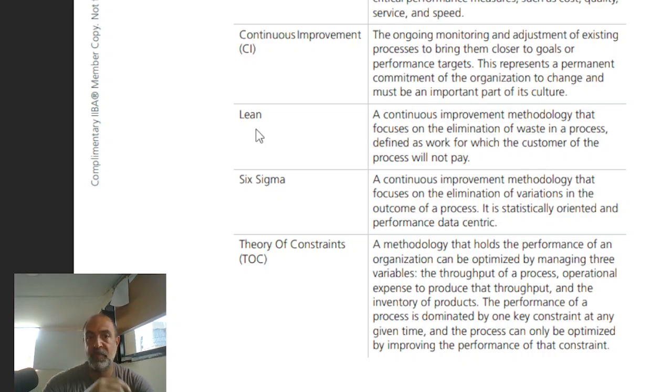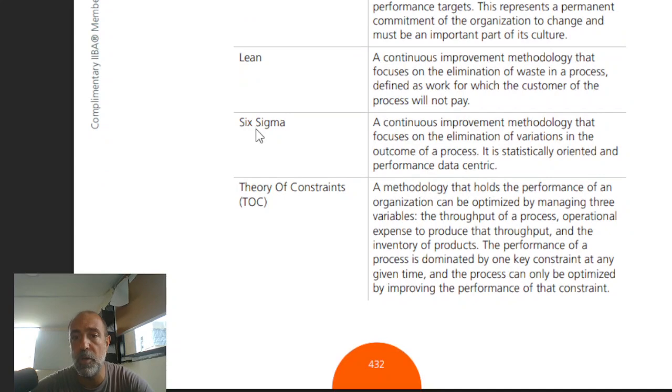waste and friction. Six Sigma is a continuous improvement methodology that focuses on elimination of variations in the outcome of a process. It's statistically oriented. So with Six Sigma, you're trying your best to remove variables, or at the very least eliminate the things that could cause variations.